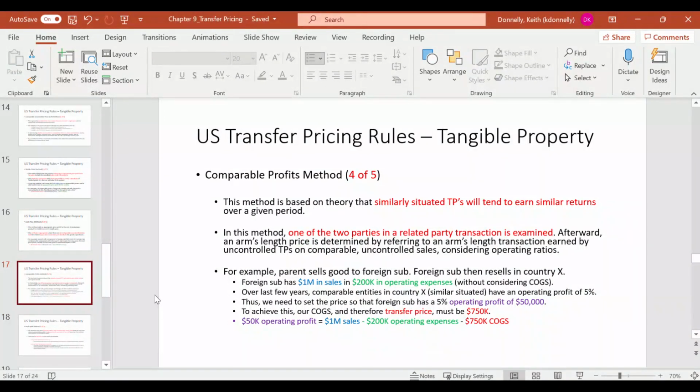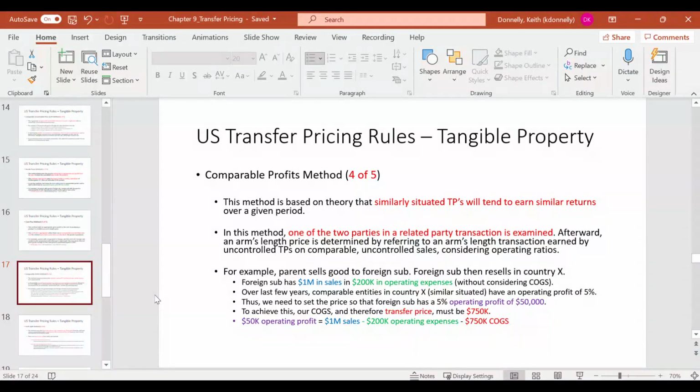The fourth method is the comparable profits method. So what does this say? This method is based on the theory that similarly situated taxpayers will tend to earn similar returns over a given period. In this method, one of the two parties, A or B, in a related party transaction is examined. Afterward, an arm's length price is determined by referring to an arm's length transaction earned by an uncontrolled taxpayer on comparable uncontrolled sales in light of operating ratios.